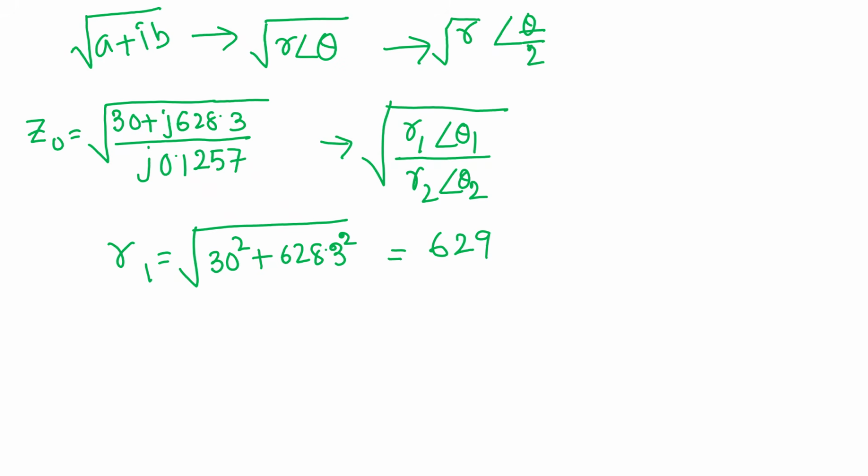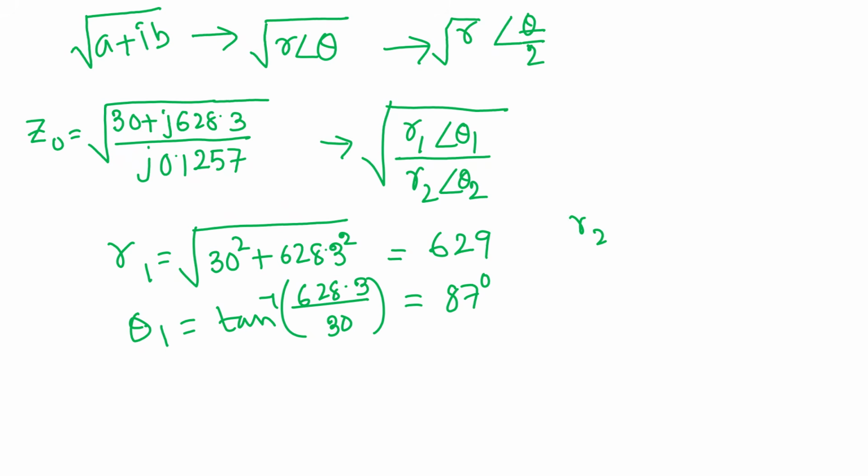So r1 will become roughly equal to 629, and theta 1 will be nothing but tan inverse of 628.3 divided by 30. If we calculate this inverse tangent using a calculator, we will see that the final value of theta 1 comes equal to 87 degrees. So we have obtained the value of r1 and theta 1.